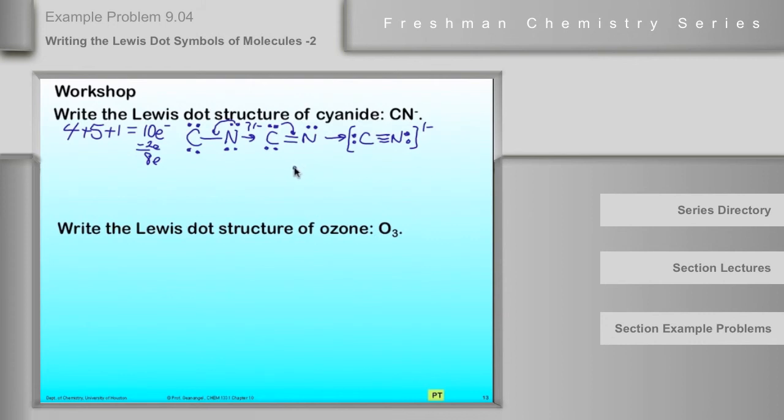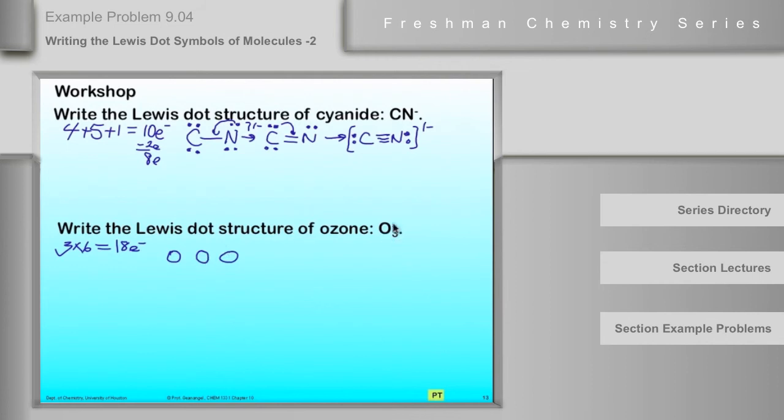Okay. Let's do the next one then. How about the ozone molecule, O3? It's a very active molecule. There are 6 valence electrons for each oxygen, times 3 oxygens. This is an 18-electron system. And we will put one of the oxygens in the middle.